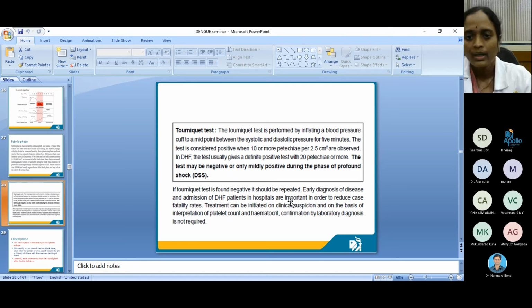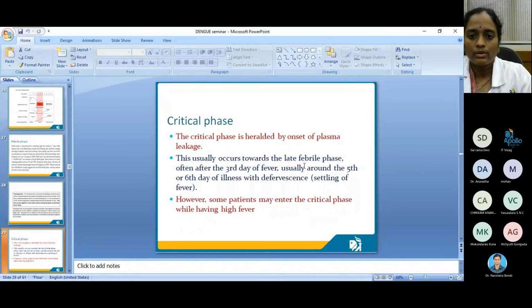Suppose my systolic is 120 and diastolic is around 80, I inflate the cuff to 100 and hold it for 5 minutes. The test is considered positive when 10 or more petechiae per 2.5 square centimeters are observed. I can repeat it. Definitely, it will usually be positive in the critical phase of dengue. As I told you, the critical phase starts from the third day of the fever, usually around the fifth or sixth day of illness, with defervescence and settling of the fever. Still, in some patients there is persistent viremia. They have high fevers continuing even at around the seventh or even the 10th day of the fever.